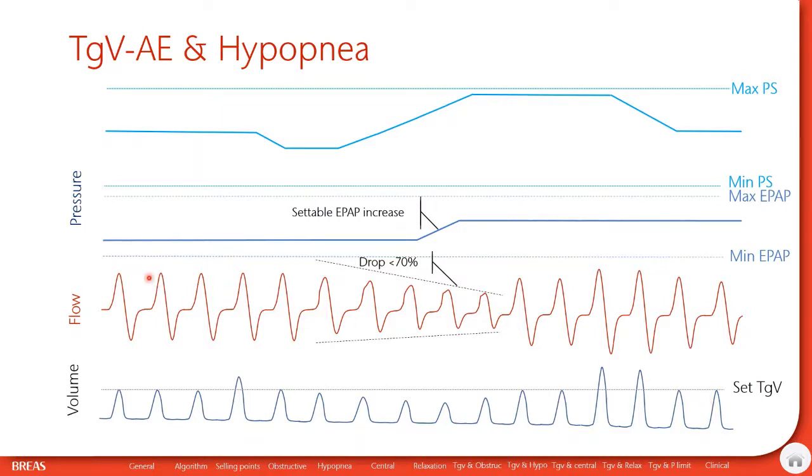So what is important to know, in combination of target volume with Auto-EPAP, is that the EPAP will only be changed in case of upper airway events, whereas the pressure support will go together with the Auto-EPAP changes, but also might change because of events happening on the target volume side. So the pressure support might increase or decrease also in case there is an overshoot or an undershoot of the delivered tidal volume.